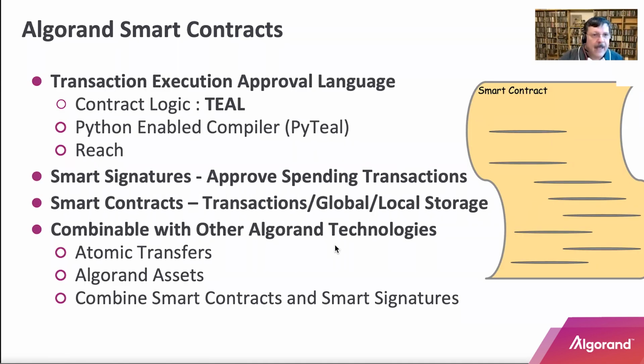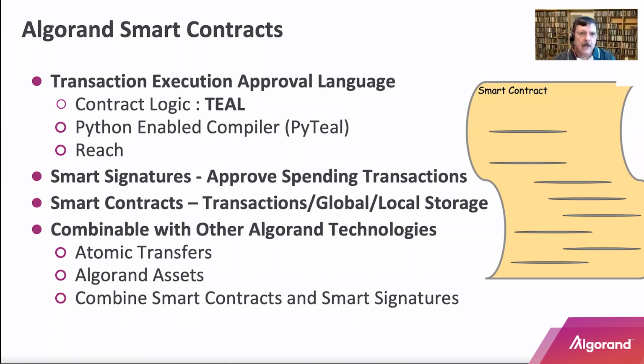So what we have here is basically the smart contracts for Algorand. You have Transaction Execution Approval Language, or TEAL is the short name for it. It's an assembler-like language. Assembler is important here because it's very, very efficient. You can't get more efficient than that. And efficiency is very important when you're scaling the way Algorand is scaling. That's always first and foremost in the minds of the engineers that designed the Algorand blockchain.